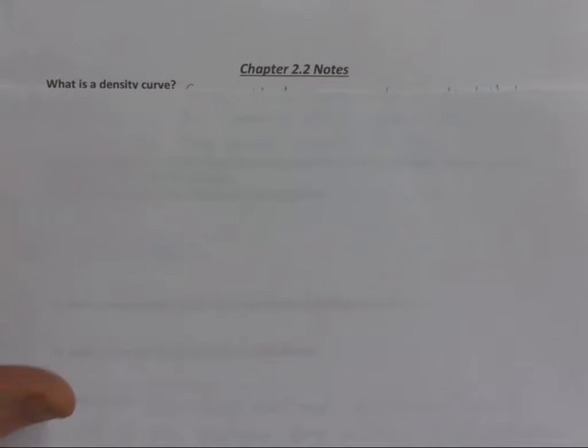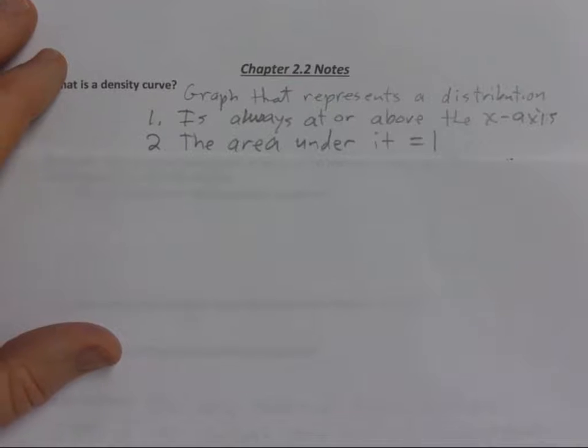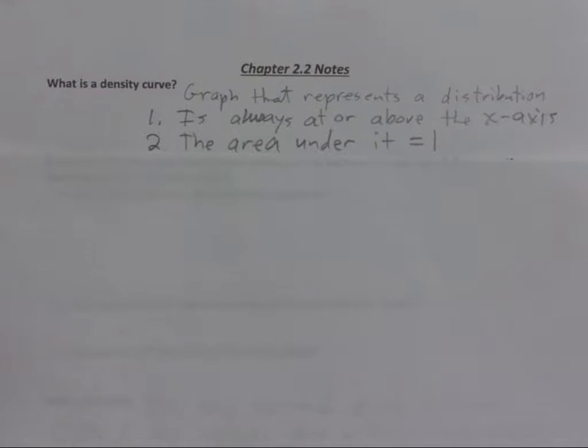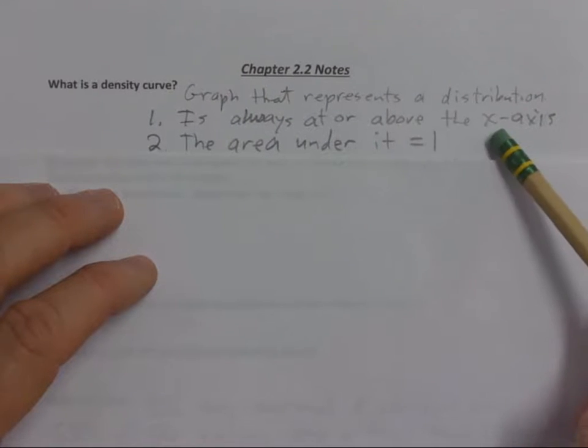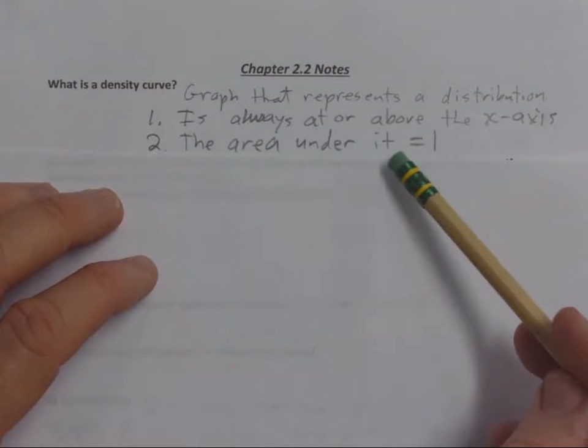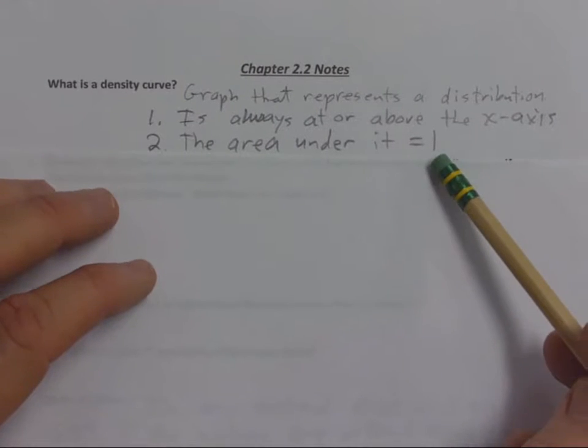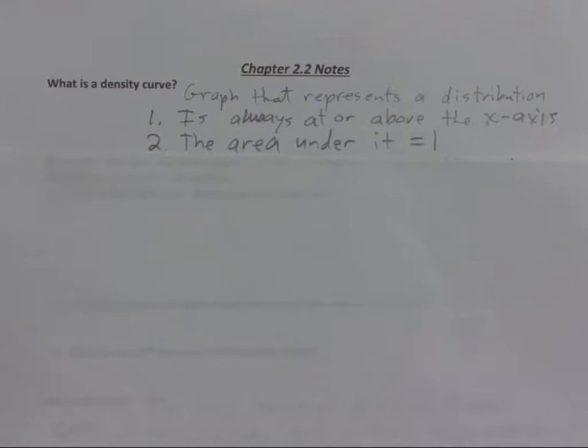So first of all, what is a density curve? A density curve is in essence a graph that represents a distribution. A distribution is just a list of numbers, and so it's just a graph. But we scale the graph in such a way that this is true. First of all, it is always at or above the x-axis, and the area under it is always equal to 1. So we scale the y-axis.